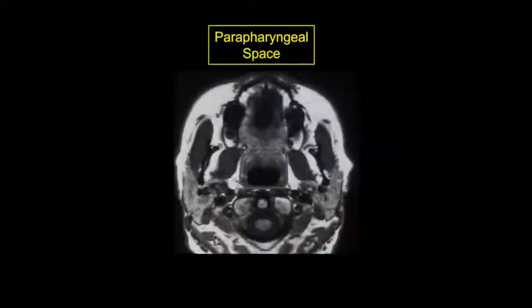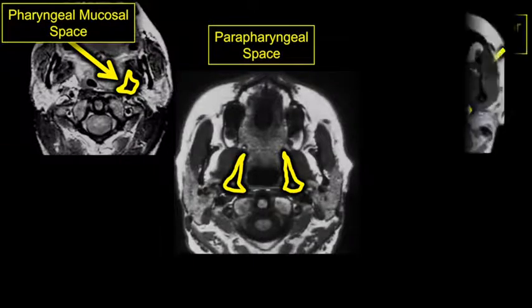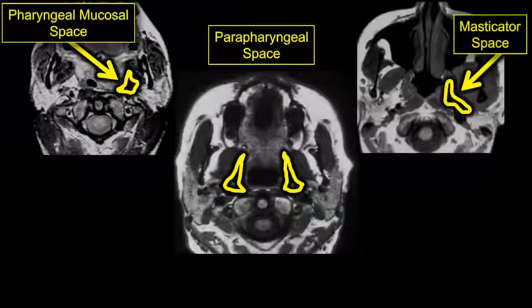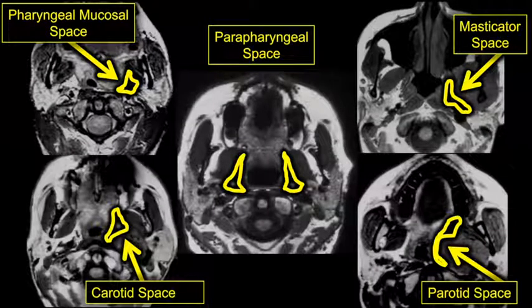So for each suprahyoid neck mass, I'm going to think about where the parapharyngeal fat is normally. And if the lesion looks like it's arising from the pharyngeal mucosal surface or space, it's going to push that fat laterally and posteriorly. If the lesion is arising from the masticator space, it pushes that fat posteriorly and medially. If it's arising from the parotid space, it pushes the fat medially and a little bit anteriorly. And if the lesion is arising from the carotid sheath or space, then it pushes that parapharyngeal fat anteriorly.